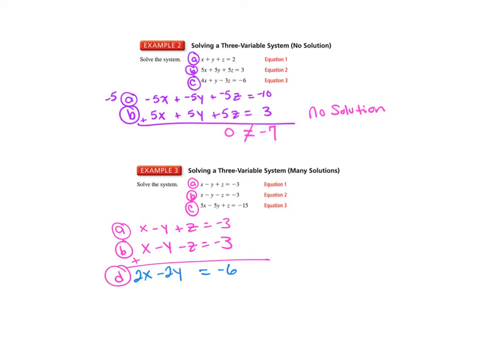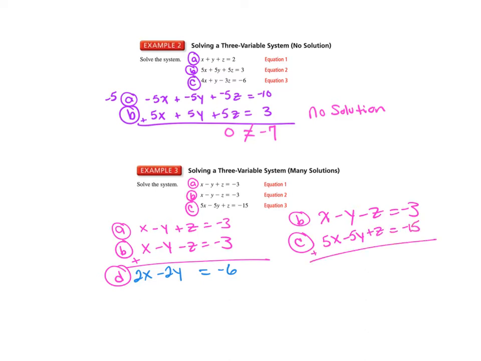All right, so I need to eliminate Z again from two different equations. So if you notice, I can't use A and B, but I can use B and C. And B and C, the Z's are exactly opposite. So again, I don't have to multiply by anything. So equation B and equation C. X minus Y minus Z is equal to -3. 5x minus 5y plus z is equal to -15.